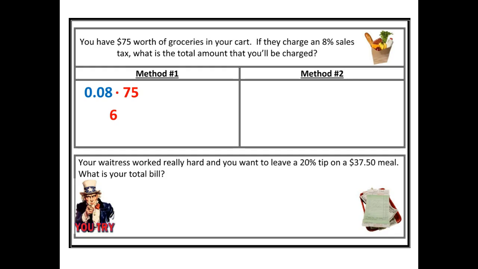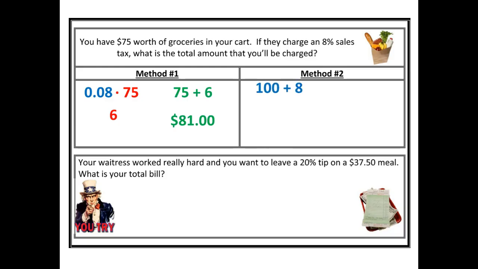Be careful, that is just the tax. That's that extra amount. I need to then add it to the original cost. $75 plus $6 gives me $81 total. We're dealing with real-world units in a word problem, so make sure that you include units in your final answer.